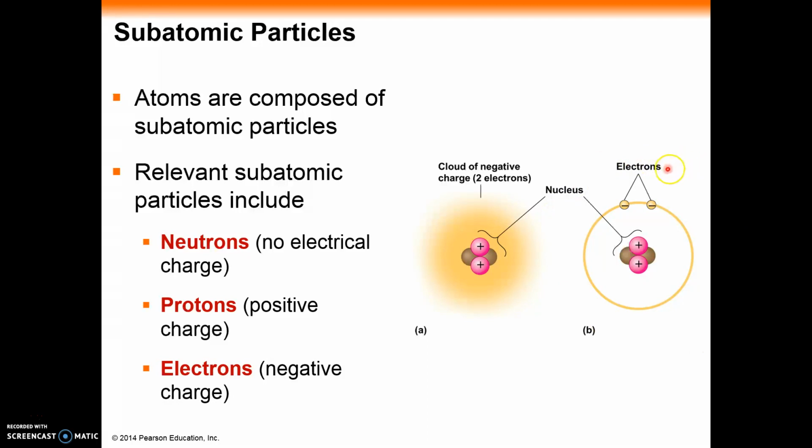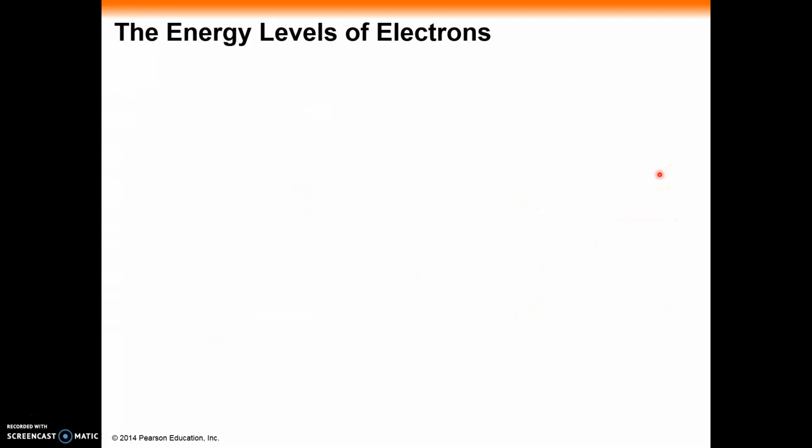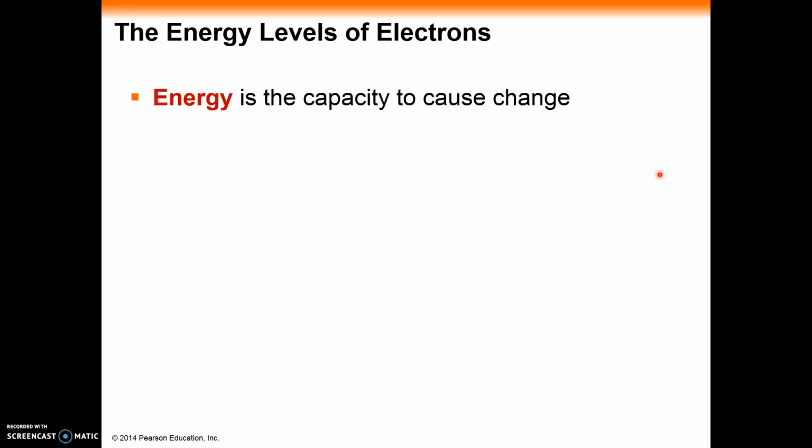Okay? So let's explain this a little bit further. The different energy levels of electrons. So first of all, what the heck is energy? Energy is simply the capacity to cause change. And there are different kinds of energies. When we are actively utilizing energy, we have something moving, we refer to that as kinetic energy.